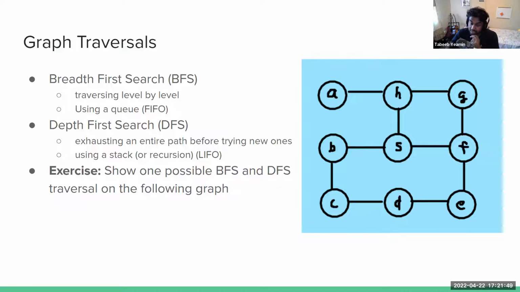Oh, and I guess I should have said start from S. Sorry. Start from S and then go outwards. So S is like the source node. You're not particularly looking for anything. You're just giving what the traversal would be if you went through the entire graph.